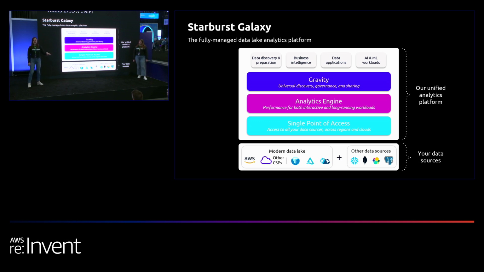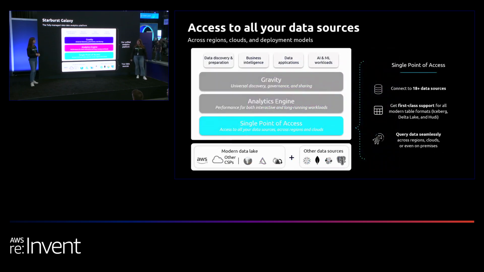And to avoid this being a sales pitch, because I'm sure we've all heard enough of those over the week, what I'm going to do is take you through these 3 different layers and how we architected them and why we did it that way. Because even if you're not using Starburst, there were some key learnings that we had over the past few years as we built this platform. So we're going to start with the single point of access.